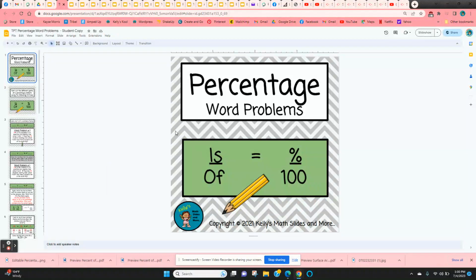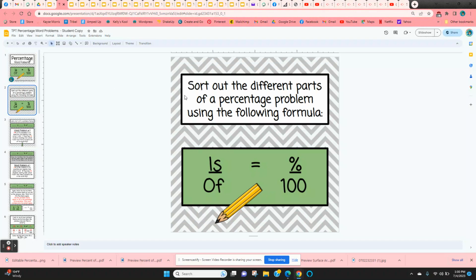Percentage word problems. This is a digital lesson. The lesson starts with explaining that in order to solve percentage problems in word problems, we're going to use this formula: is over of equals percent over 100. So they can memorize that.